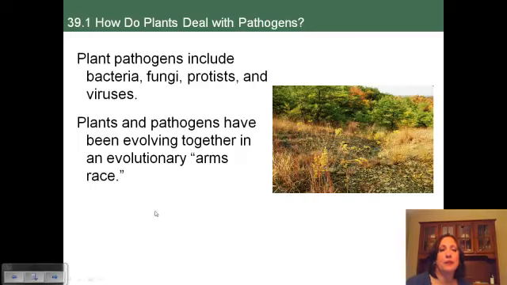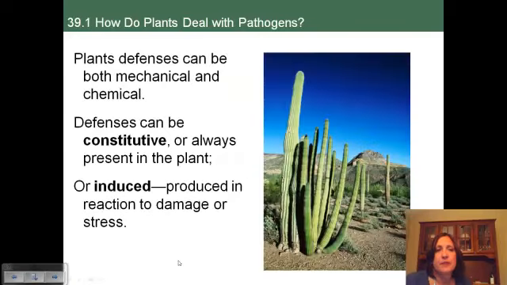And we can see how plants and pathogens have evolved together. As a plant adapts to a certain defense, the pathogens are then adapting to overcome those defenses. And so the evolution is sort of driving each other. We call this the evolutionary arms race, and we see this in us as well.